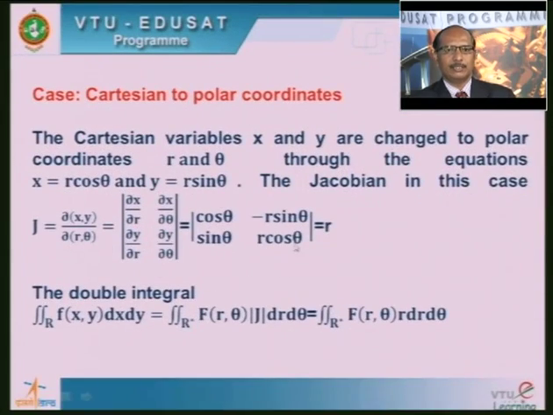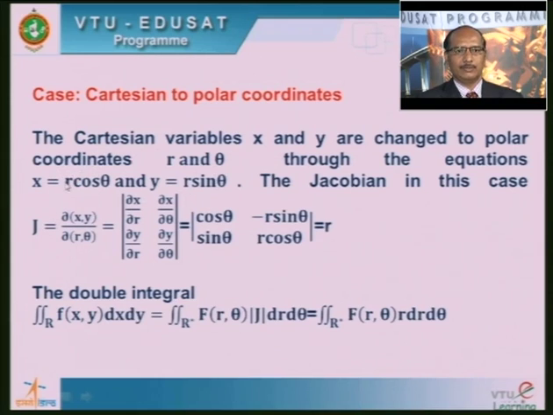There is a particular case: changing Cartesian to polar coordinates. Now, the Cartesian variables x and y are changed to polar coordinates r and theta. You are already familiar with r and theta as the variables connected to polar coordinates through the equations. What are the equations connecting Cartesian to polar coordinates? x is equal to r cos theta, y is equal to r sin theta. These are the equations connecting Cartesian to polar coordinates.